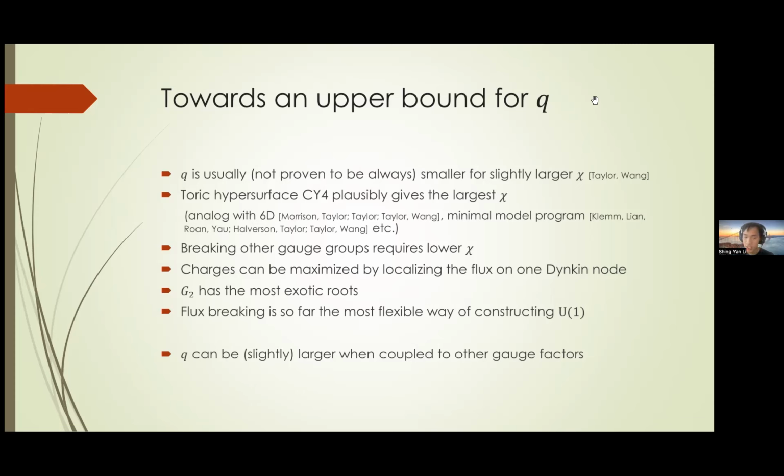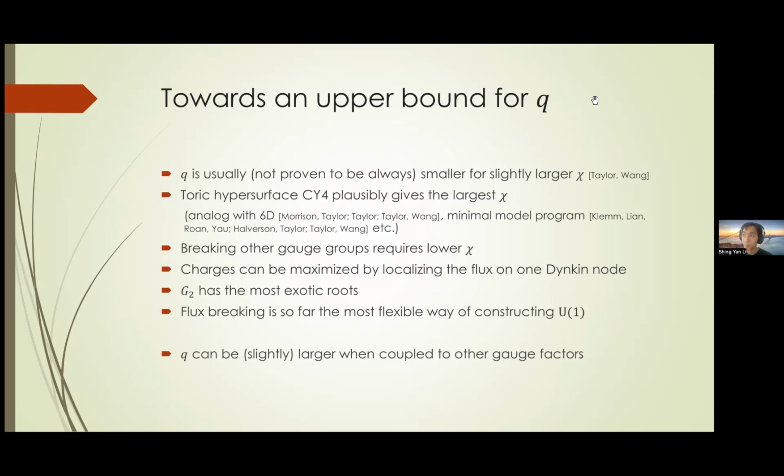And the third point is G2 itself is a very exotic gauge group. It has the most exotic roots by having a component of 3. That is pretty informal, but G2 also looks kind of promising to us. And the final point is this flux breaking is so far the most flexible way of constructing these U1 factors. It's much more flexible than constructing rational sections. It's also much more flexible than the field theory Higgsing.